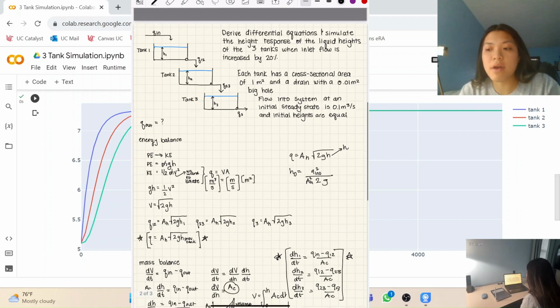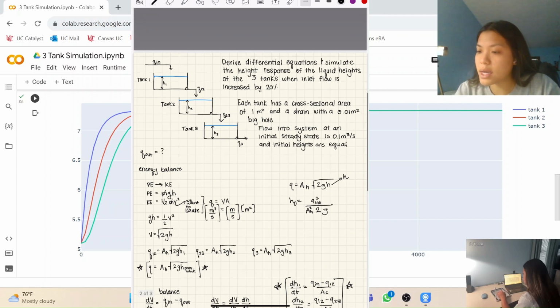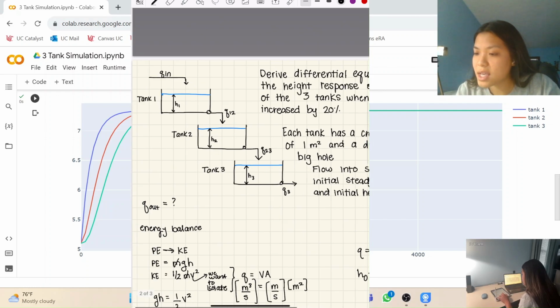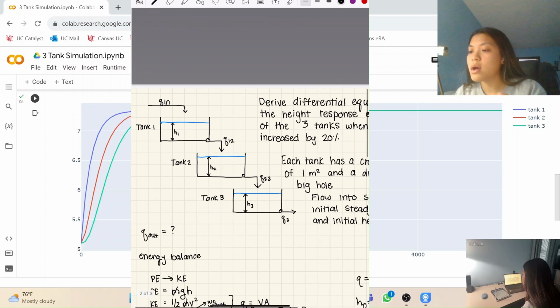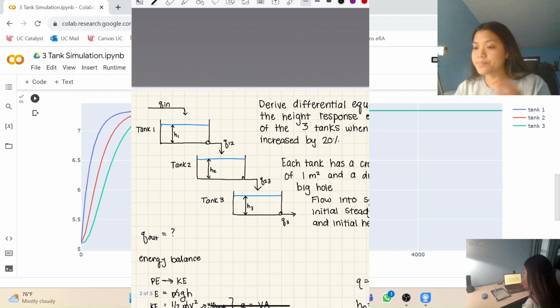So a quick review of how we got here was we started by deriving the equations. And so again, this was our problem where we had three tanks. This is our little diagram. We had a flow going in, and then we had flow defined as Q. So Q12 is from tank 1 to tank 2, Q23 is from tank 2 to tank 3.